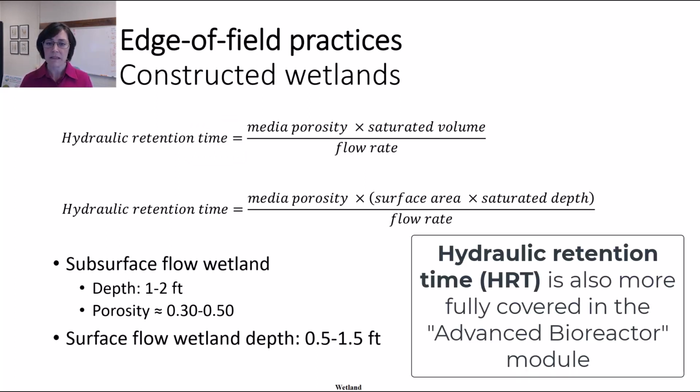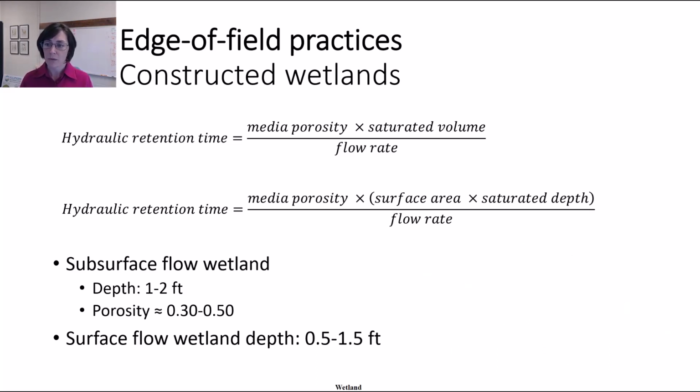Hydraulic retention time is defined as the porosity of the media times the saturated volume of the wetland divided by the flow rate. For a subsurface flow wetland, we're generally looking at depths of 1 or 2 feet, and then to get your saturated volume, you would multiply that by the surface area. Depths of 1 or 2 feet for a subsurface flow wetland, and then the porosity of the gravel of generally 0.3 to 0.5. That is 30 to 50% porosity.